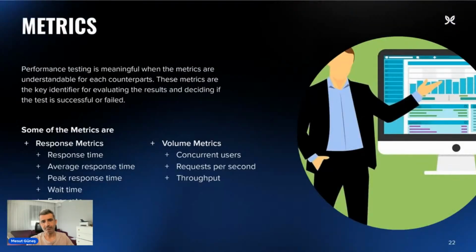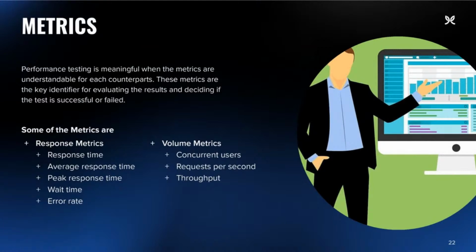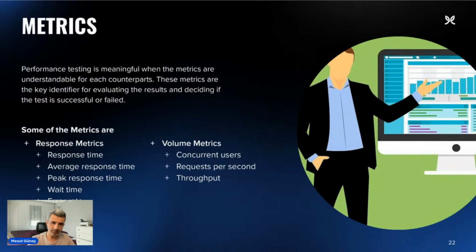And the metrics are also important, because without metrics we cannot measure the result of the performance testing. Basically, we have two kinds of metrics. The first one is response metrics, and the second one is volume metrics. Within the response metrics, basically we get a response time for each request, right? And there are some derivations of the response time. For example, we can also calculate the average response time, maybe the peak response time, or the wait time.